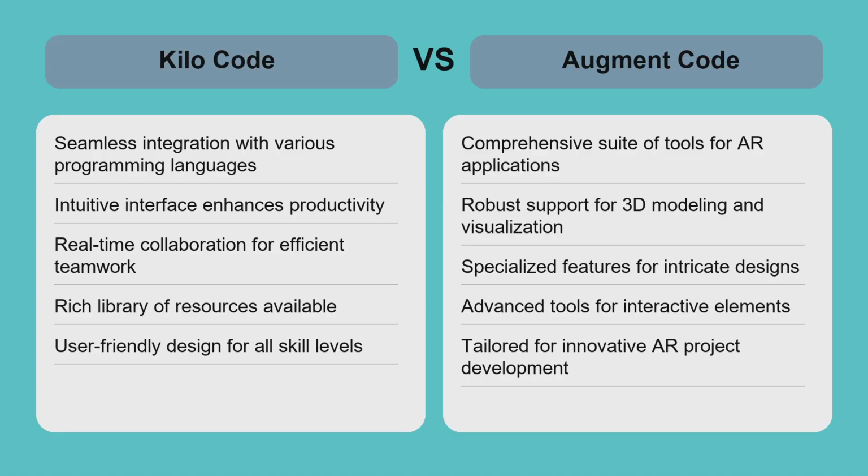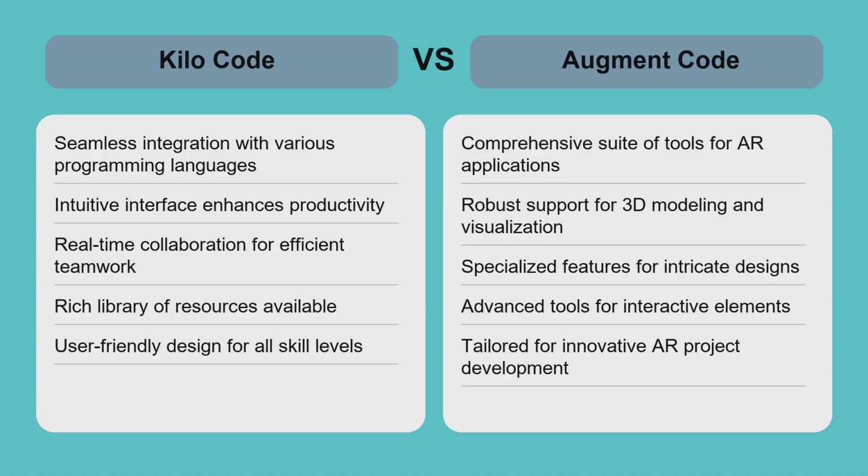If your focus is on general application development and you value ease of use, Kilo Code is likely the better choice. It offers a straightforward experience that caters to a wide range of programming needs. On the other hand, if you are venturing into the world of augmented reality and require specialized tools, Augment Code stands out with its advanced capabilities.